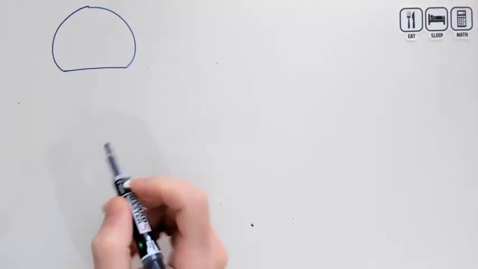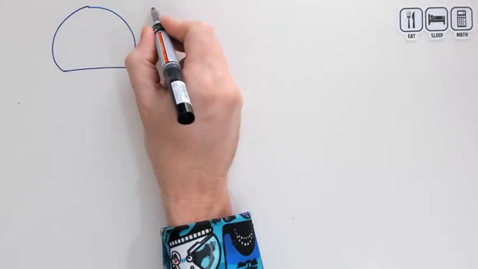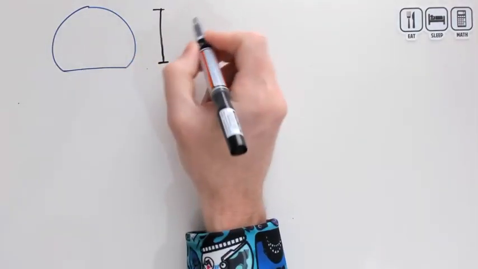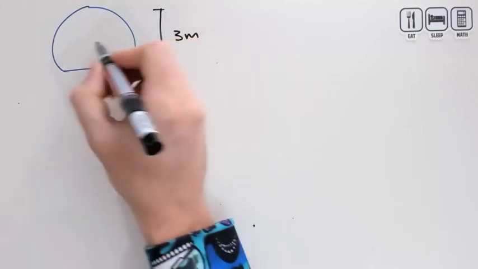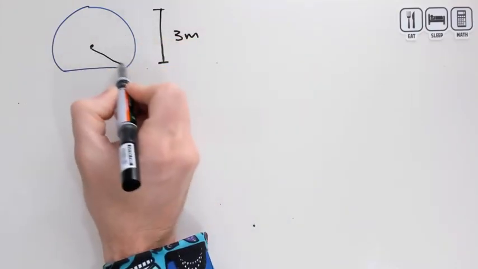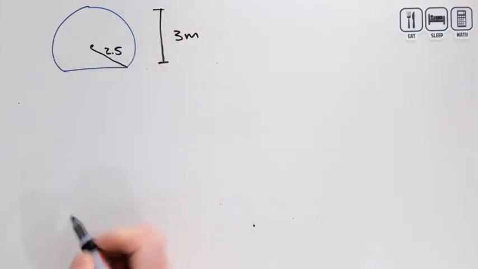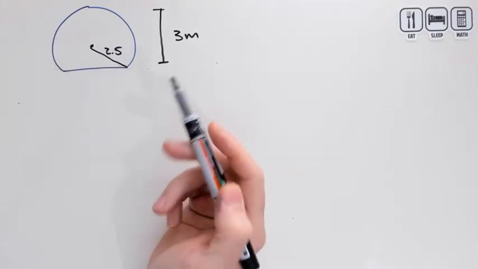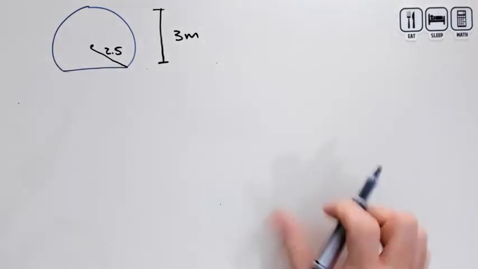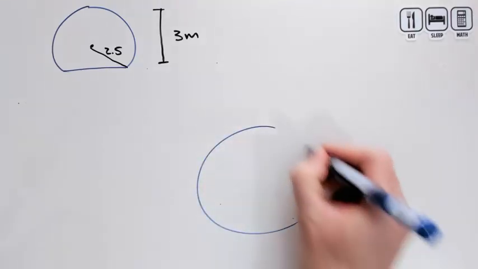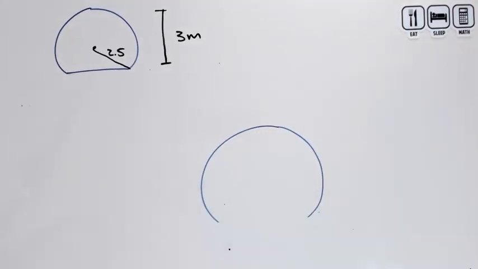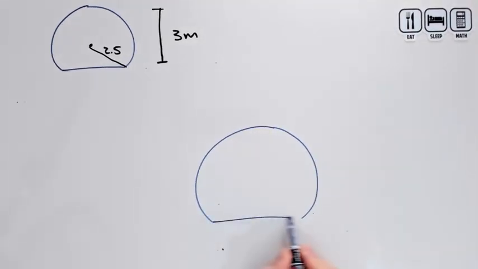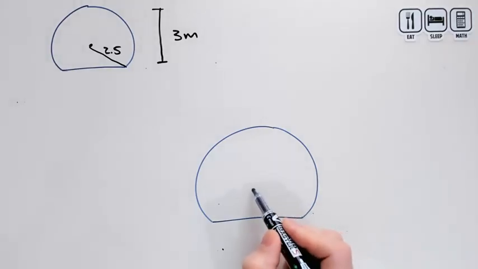Okay. What I know about this circle is, well, it's not a circle, but the height of this is 3 meters. And I know the radius is 2.5. That is given to me. So that's the start. And we want to work out basically the area of everything. There's a couple of ways. Let me do a diagram here to show what options we'll have, and then we'll take a look at what option I'm going to do.